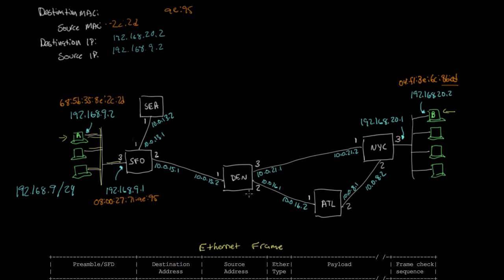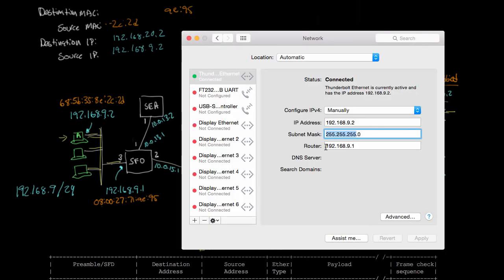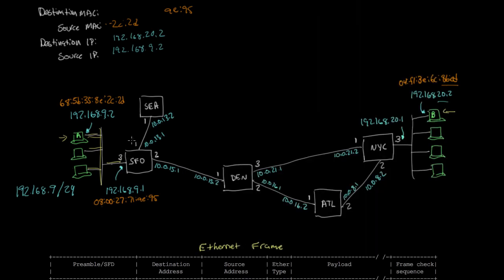But what if we want to go somewhere else? What if we want to go to 192.168.20.2, for example? So for anything else, we have this router IP address configured, which is 192.168.9.1, and that is the IP address of this San Francisco router's interface. And so what this is saying is if it's not on this subnet, if it's not 192.168.9.something that matches this IP and this prefix, then send it to this router. So again, that's great, but how do we actually send it to that router? We have the IP address.